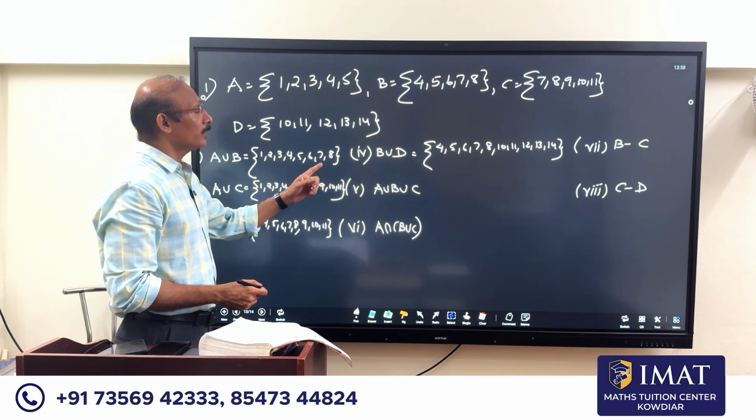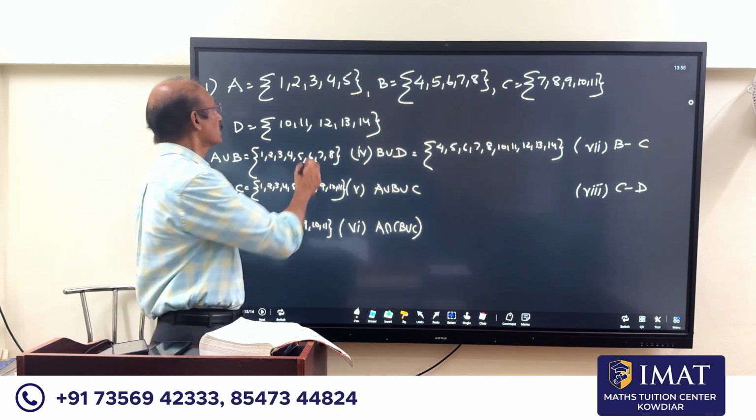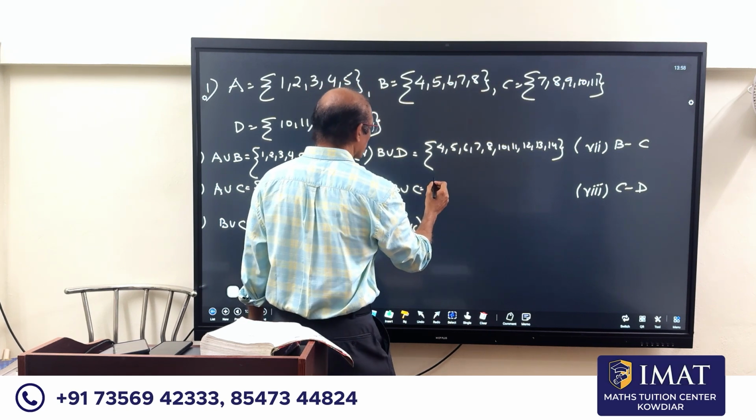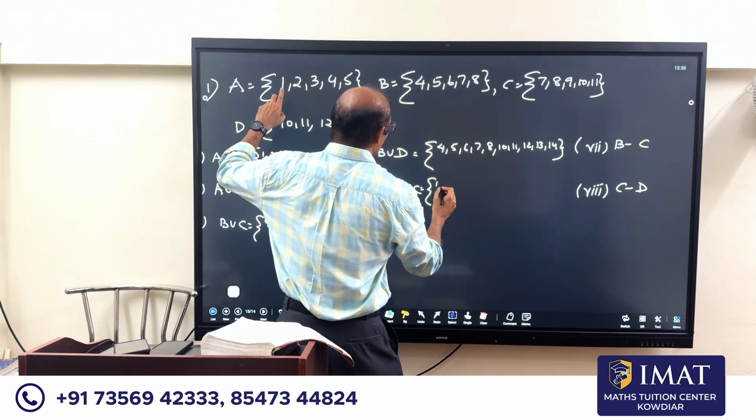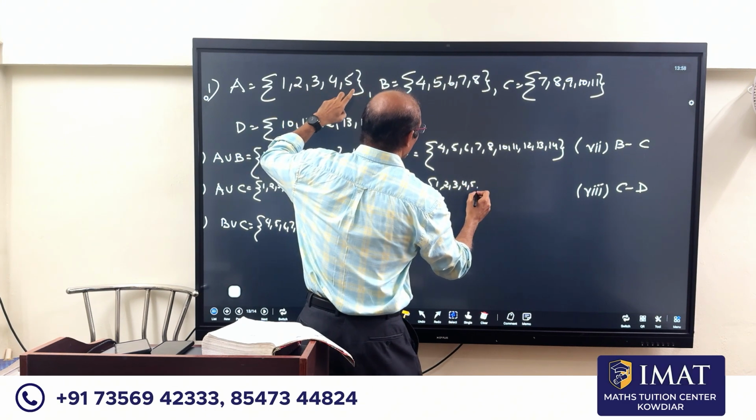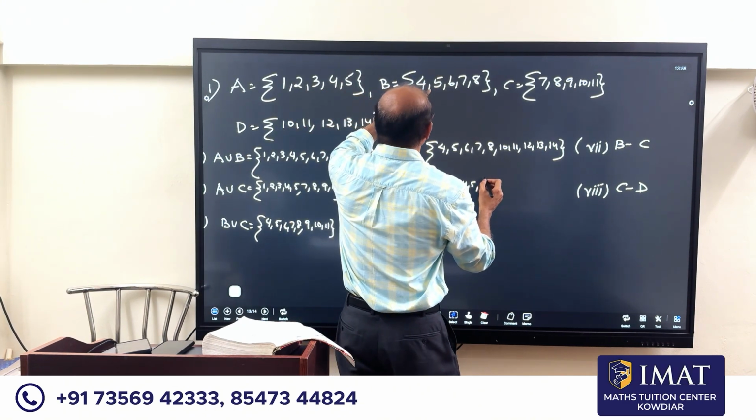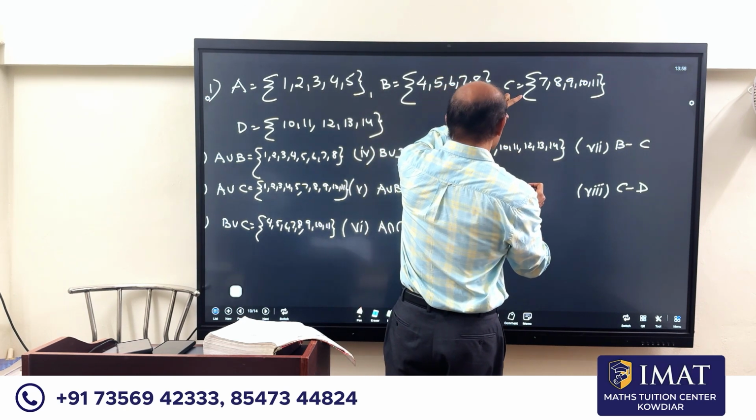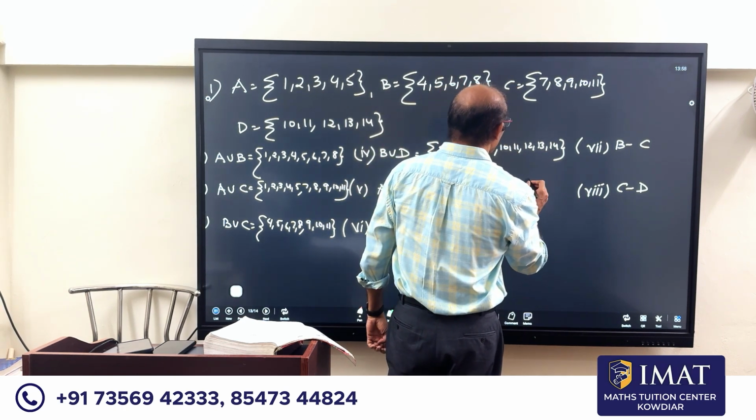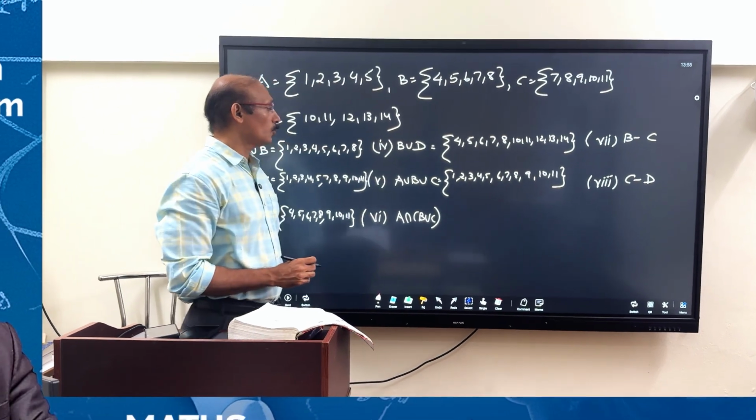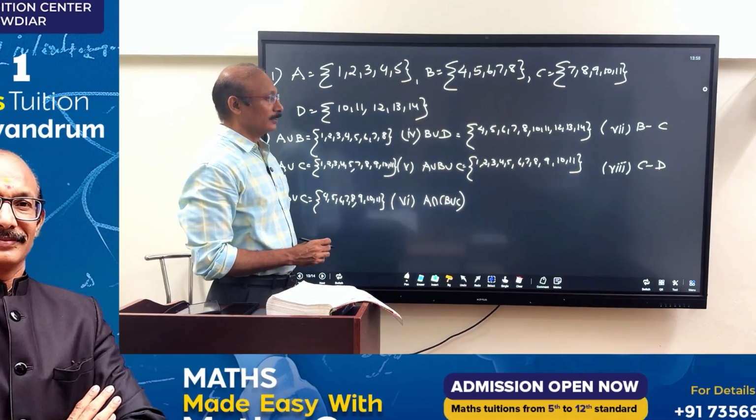Now A union B union C. So A, B and C taken together. So it will be 1, 2, 3, 4, 5. Now the elements of B, 4, 5 has already been taken. 6, 7, 8. Go to the C, 7, 8 already taken. So 9, 10, 11. This is A union B union C.